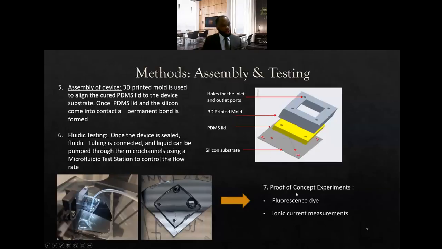We also employed, or intend to employ, a proof of concept experiment, some of which we have dabbled in some earlier attempts, which I'll go into. But the two proof of concept methods that we're looking into are fluorescent imaging through the use of fluorescent dye and also ion current measurements.